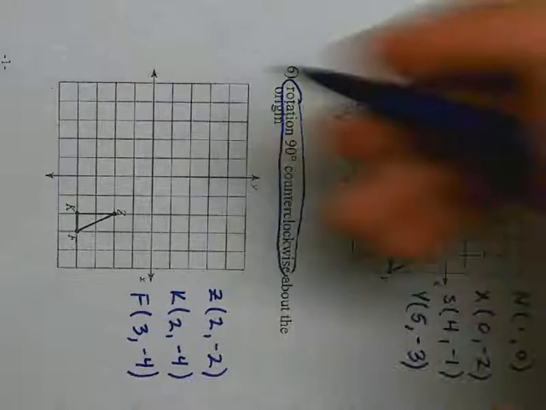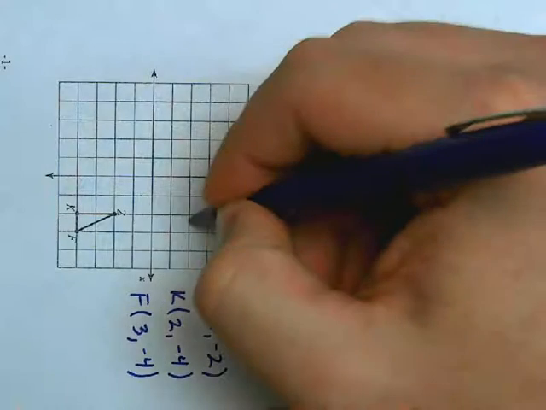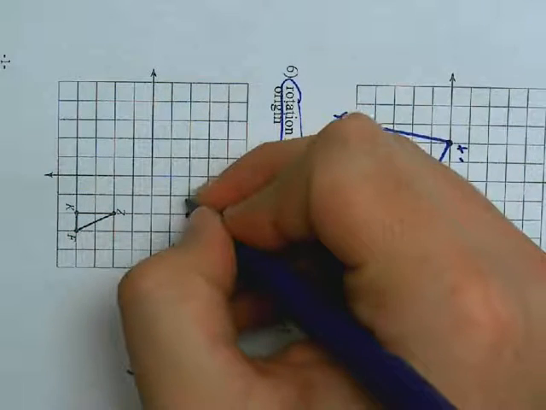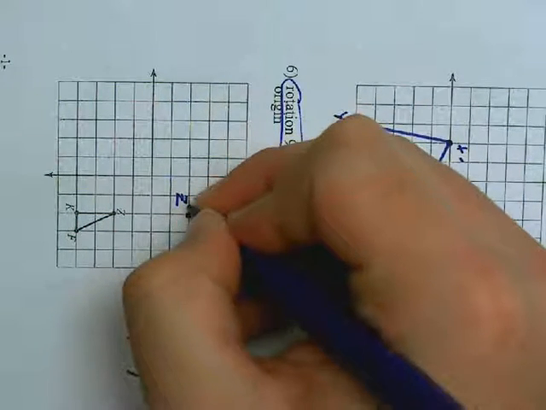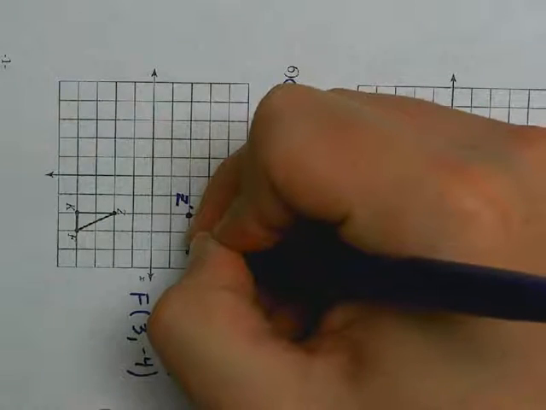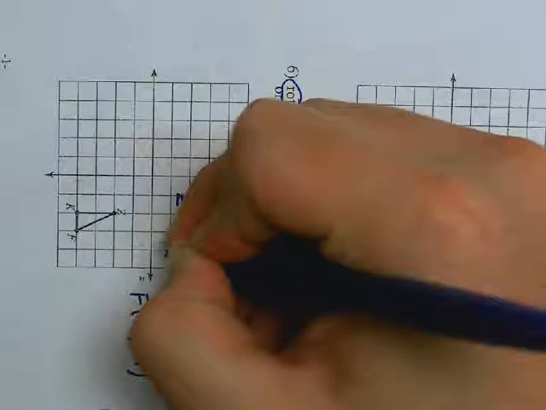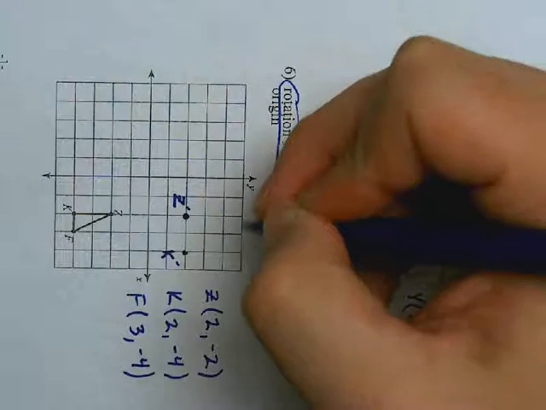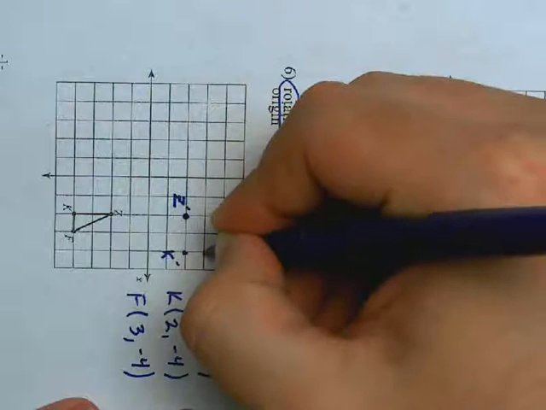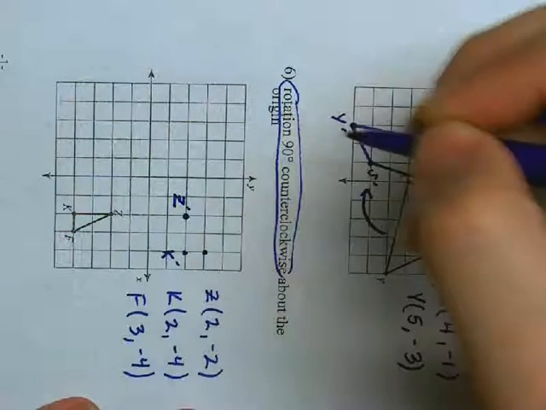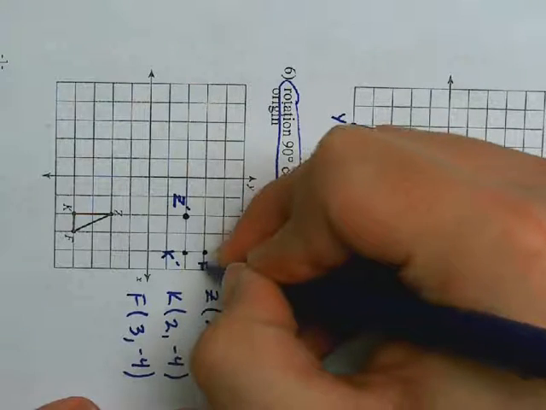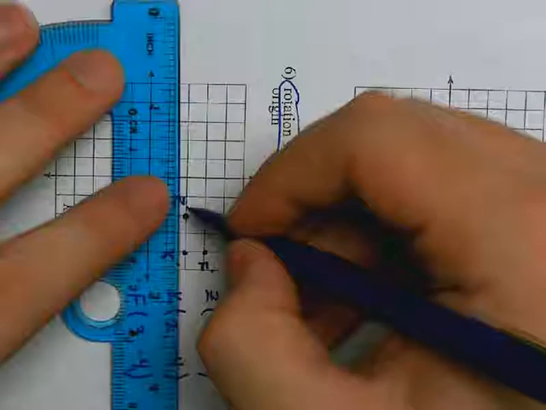So we got Z, which is (2, -2), and that's going to be Z prime. We have K, which is (2, -4), K prime. And we have F, which is (3, -4). And even from there, I am going to use my straight edge to connect those points.